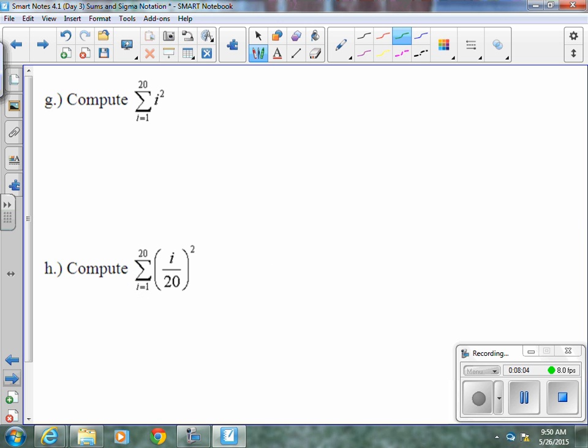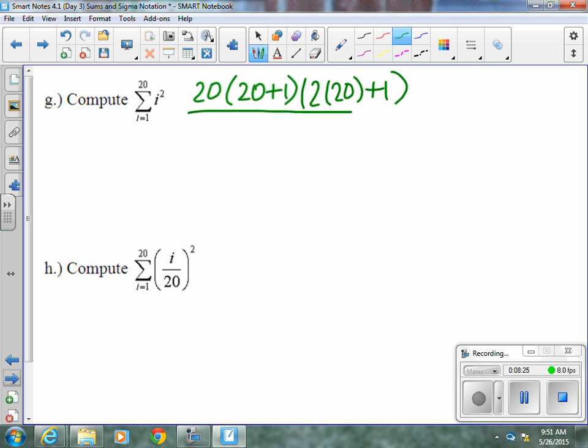Moving on to G. It's i squared, so our formula for an i squared is n, which is 20, times n plus 1 times 2n plus 1 all over 6. So 20 times 21 times 41 all over 6 works out to be 2,870.